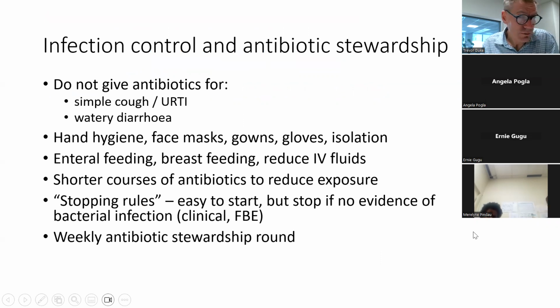I think we should all have antibiotic stewardship programs, and they are coupled with infection control programs. And these are some principles which I think you all know. You can make a lot of gains in reducing antibiotic resistance by simply not giving antibiotics for simple cough or upper respiratory infections or watery diarrhea. That's the lowest hanging fruit, I would say. The easiest things to do are not giving antibiotics for those viral infections.